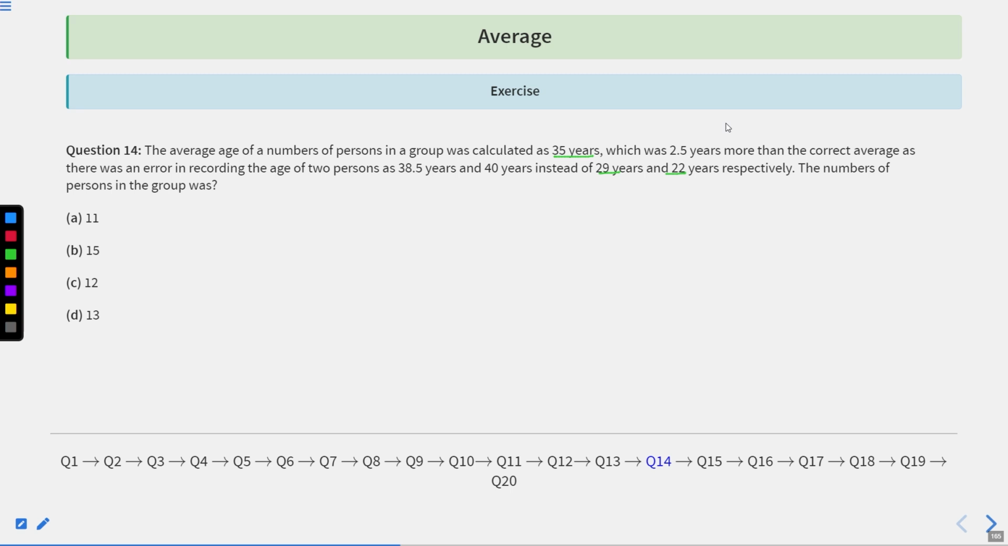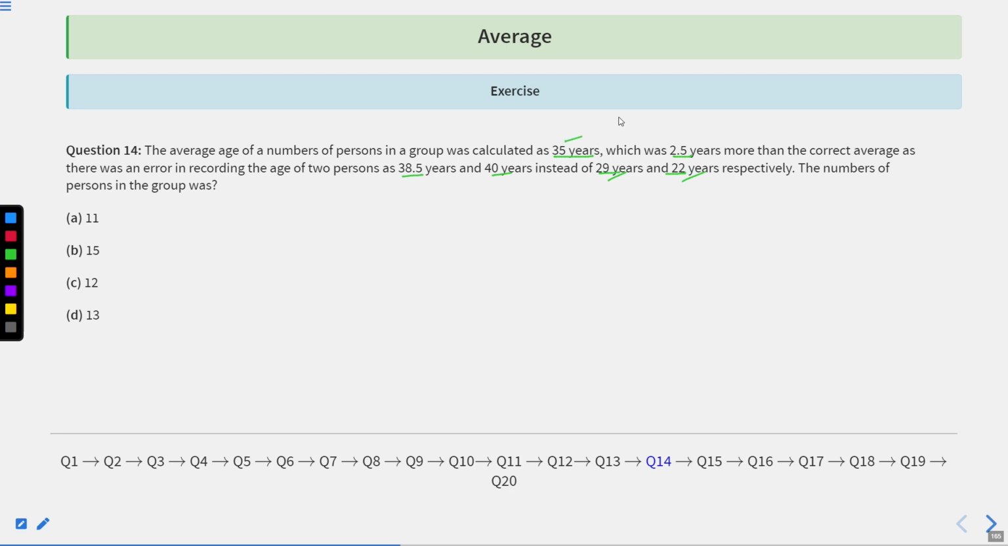Okay. And later it was found that we made an error while recording the data: a person whose age was 29, we considered it 38.5, and whose age was 22, we considered it to be 40. So definitely there is going to be some change. And we know that the difference is 2.5 years more. So the correct average age of those people was 2.5 less than 35.